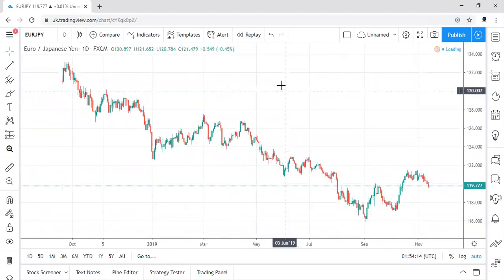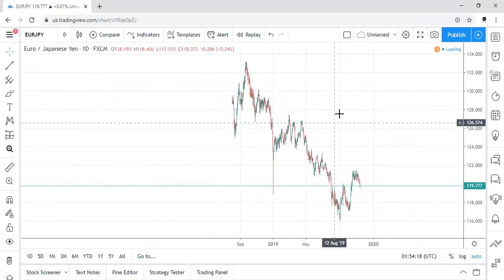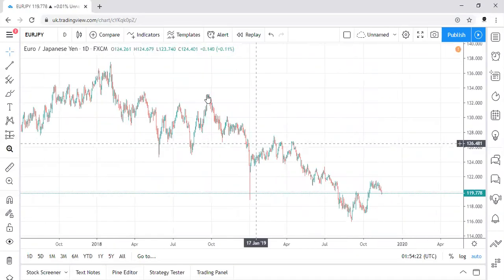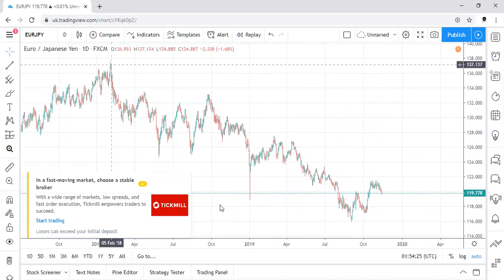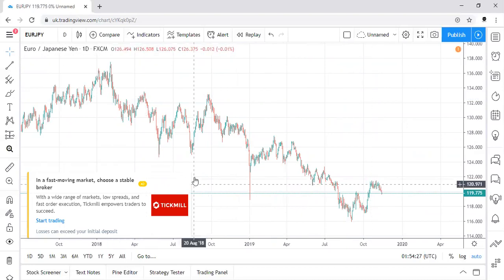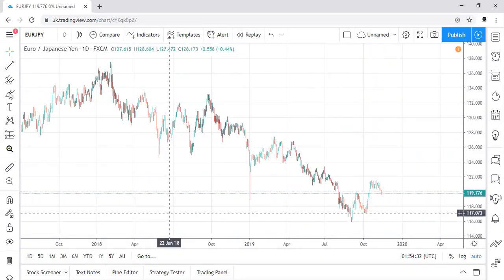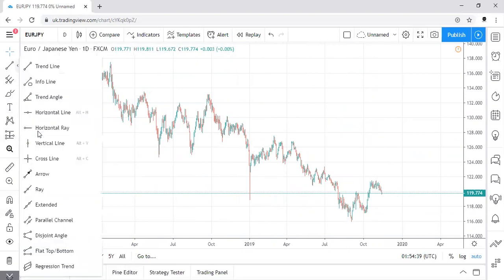First things first, I try to find my key support and resistance areas. That is where the market has made U-turns, like points like this, points like this, points like this. I look for such points, then I draw my lines from those price points. I draw my support and resistance. This is where I find the line.